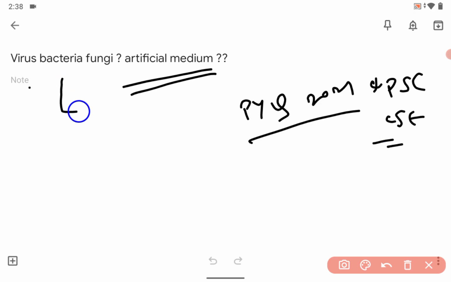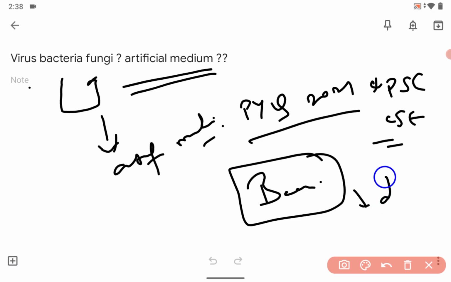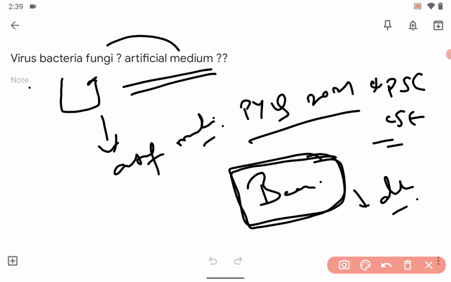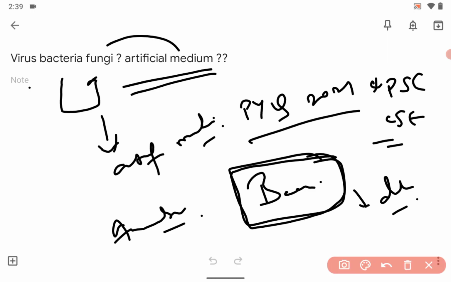See, bacteria and fungi can grow in the artificial medium, right? Even the beer which you drink, alcoholic drink, they have fungi. They grow in anaerobic conditions. I think this is a basic thing, everybody knows it, right?